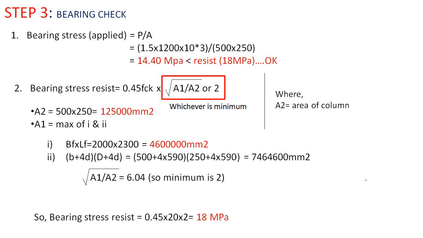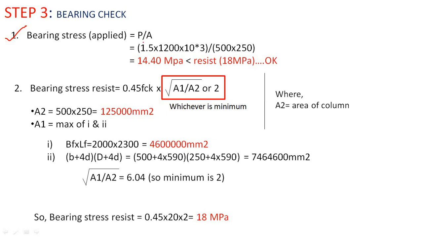So next what we will do, we will find the bearing check, step number 3. So for the bearing check, there are two things we have to do. First we will do is bearing stress applied. So the bearing stress applied is P upon A. So in our case P will be the PU, which means ultimate.